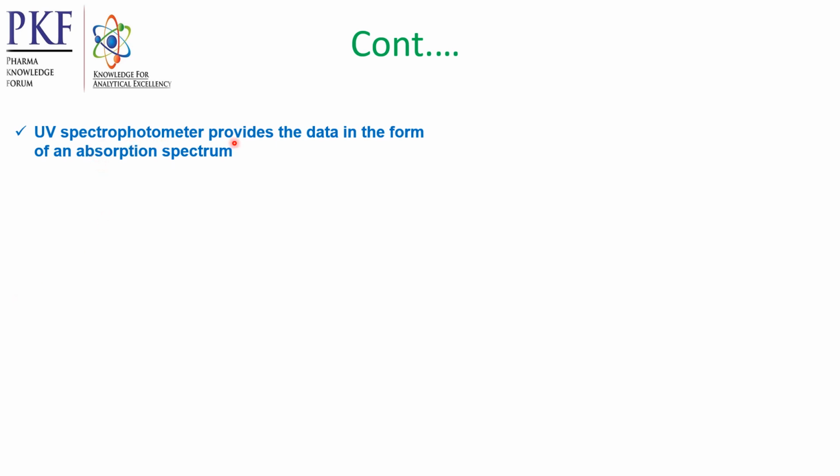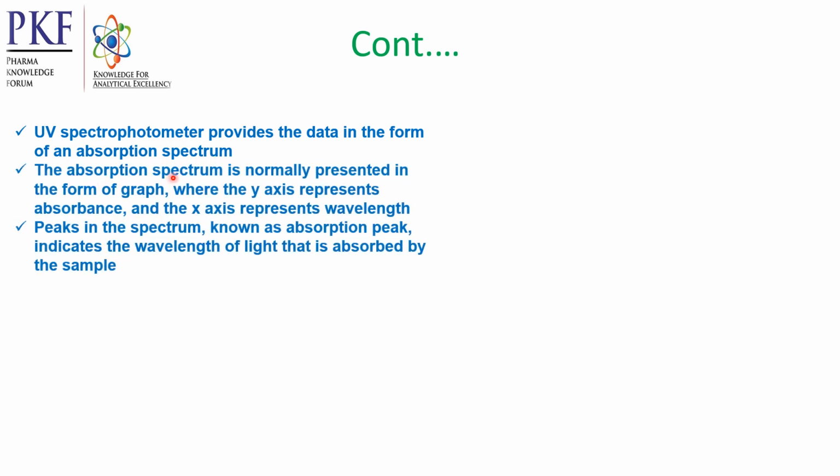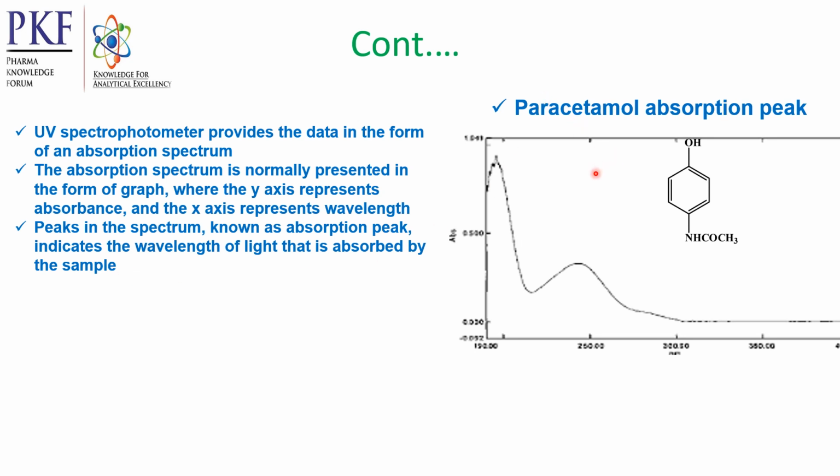A UV spectrophotometer provides the data in the form of an absorption spectrum. The absorption spectrum is normally presented in the form of a graph where the y-axis represents absorbance and the x-axis represents wavelength. Peaks in the spectrum, known as absorption peaks, indicate the wavelengths of light that are absorbed by the sample. This is the typical UV spectrum of one of the bulk drugs, that is paracetamol. A spectrum looks like that. It has two maxima. One is about 200 nanometer. The second is about 245 nanometer.